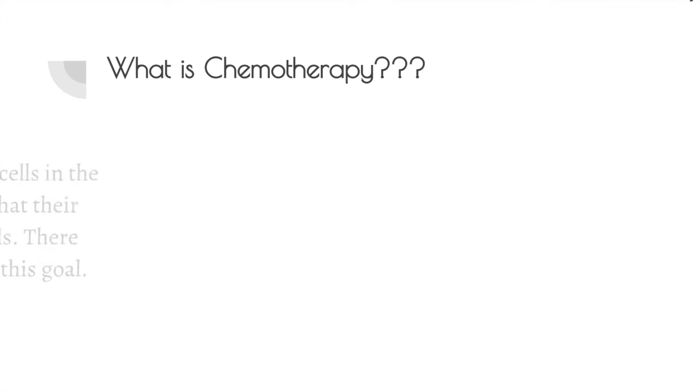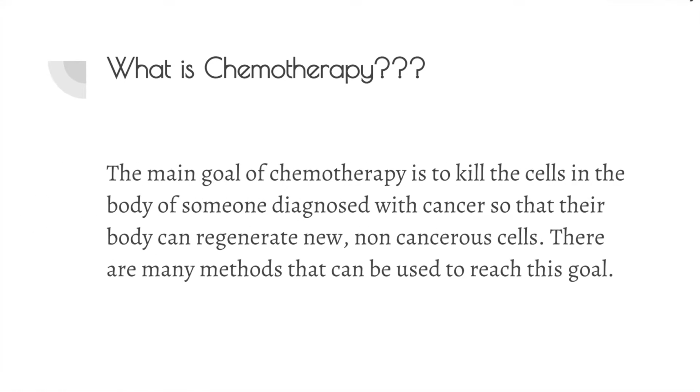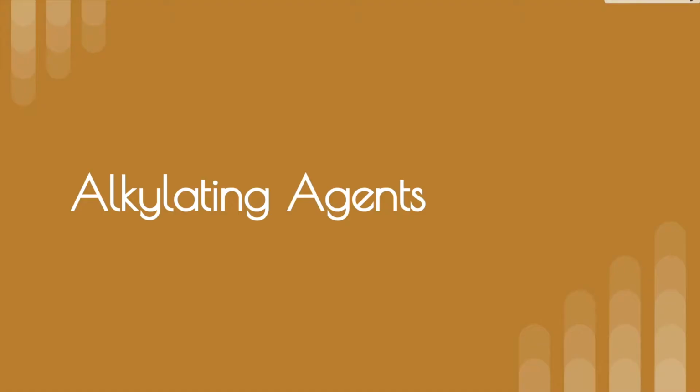The main goal of chemotherapy is to kill the cells in the body of someone diagnosed with cancer so that their body can regenerate new, non-cancerous cells. There are many methods that can be used to reach this goal. Each cancer patient is different and requires many types of treatments. The 3 main types of treatments that we are talking about in this presentation are alkylating agents, mitotic inhibitors, and topoisomerase inhibitors. The first type of treatment that I will talk about is the use of alkylating agents.